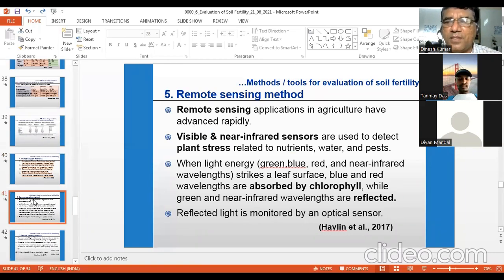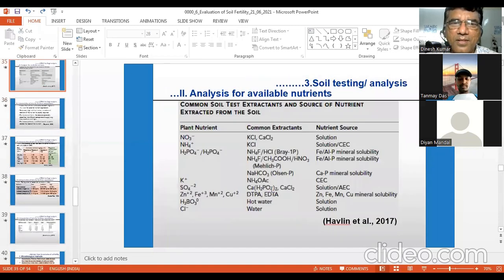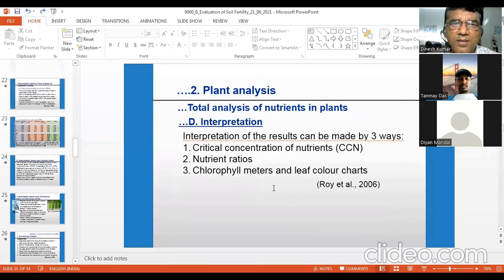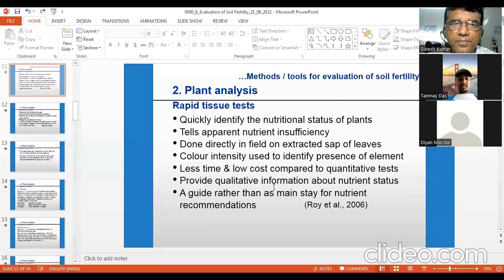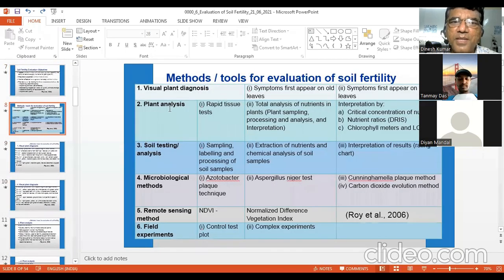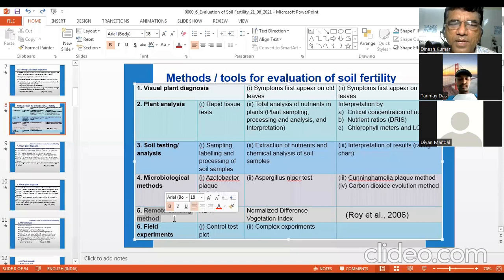Next is the remote sensing method, the fifth one. Up to now you have seen visual deficiency symptoms, plant testing or plant chemical analysis, qualitative and quantitative or total elemental analysis. So we have seen plant analysis, rapid tissue testing, soil testing, and microbiological methods. One was visual diagnosis, then plant analysis, soil testing, microbiological. Now we are at number 5, that is remote sensing, and after that you will see field experiments.